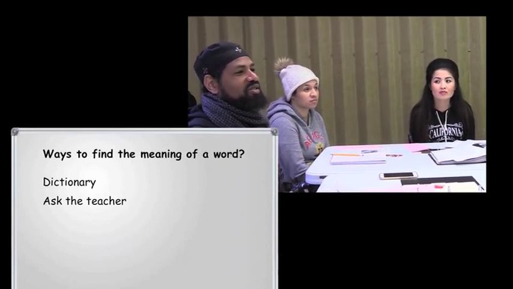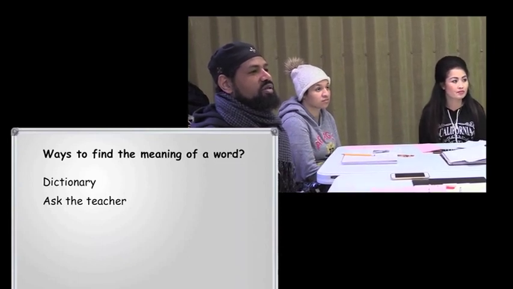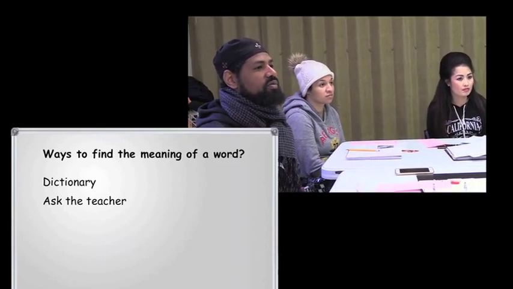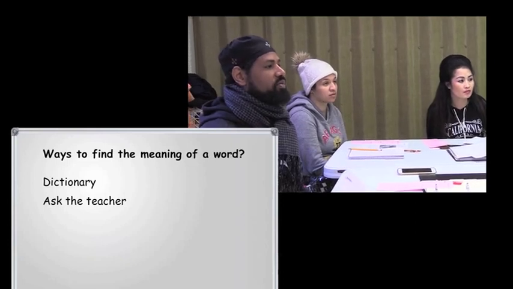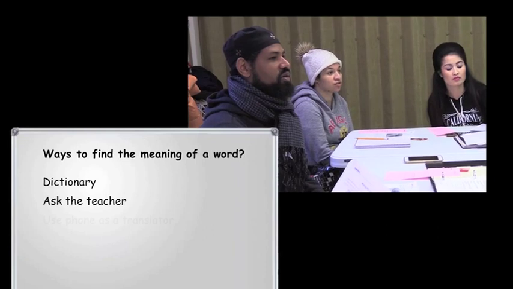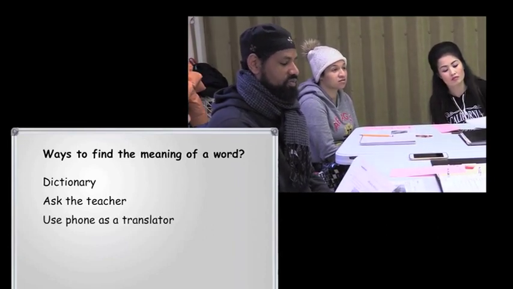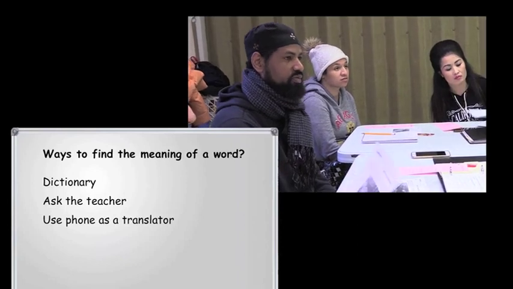So that's going to help us once we know it and we want to tell someone else. What if we don't know what the word means? How can we find the meaning of the word? We can use a dictionary. Yeah, you can use a translator. So you can use your phone as a translator. What else?